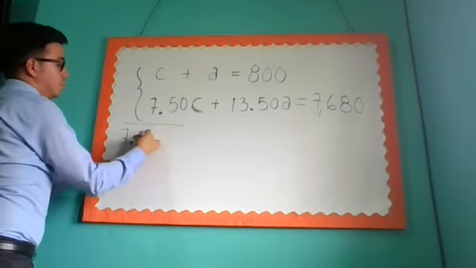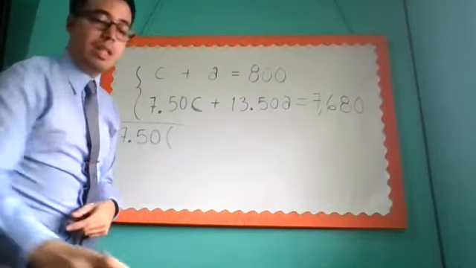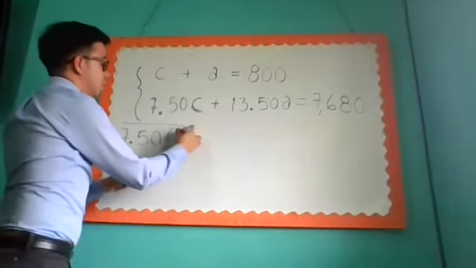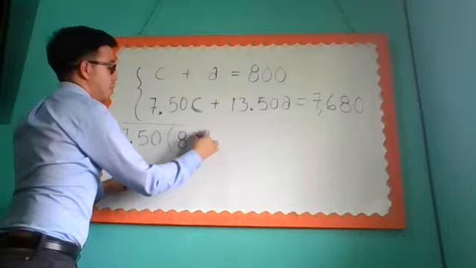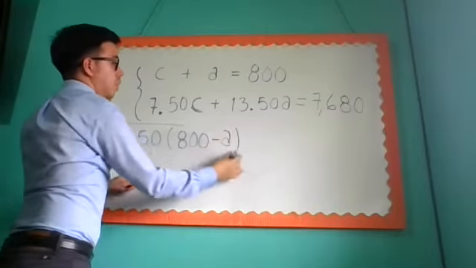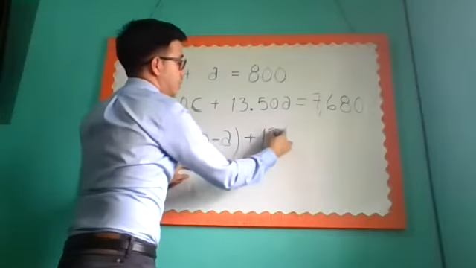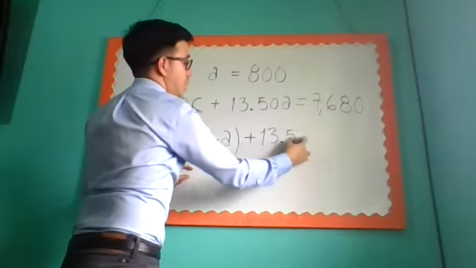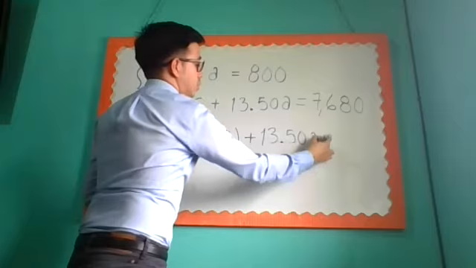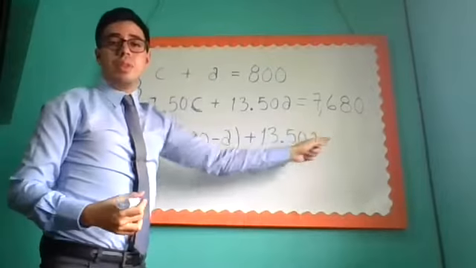7.50 multiplied by C, that you know is 800 minus A, okay, plus 13.50A equal 7,680.